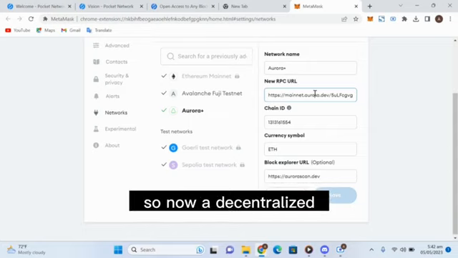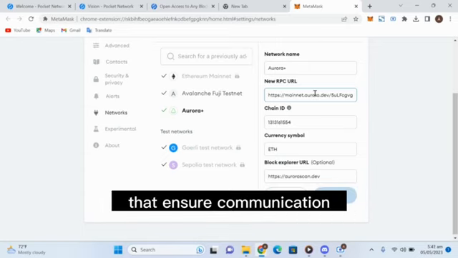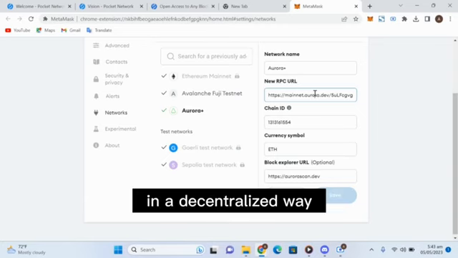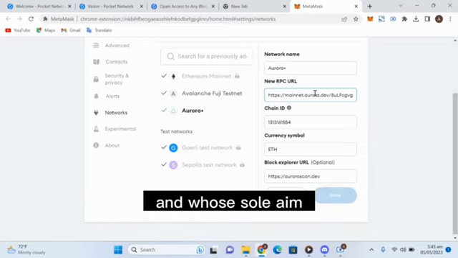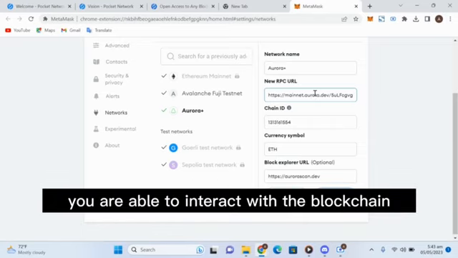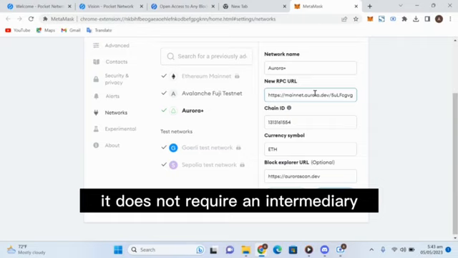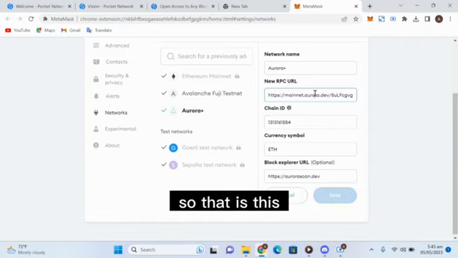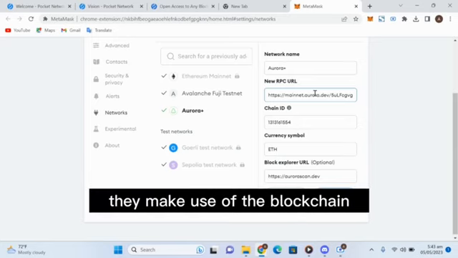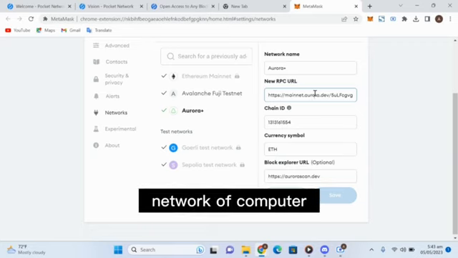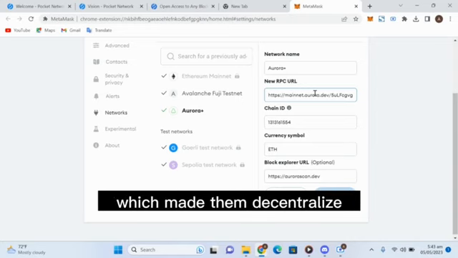Now, a decentralized RPC provider is like a network of computers that ensures communication with the blockchain in a decentralized way. That is, a network of computers whose sole aim is to ensure that you are able to interact with the blockchain in a decentralized way. And this network of computers does not require an intermediary. These decentralized RPC providers make use of the blockchain to build their network of computers. So the underlying technology behind them is the blockchain, which makes them decentralized.